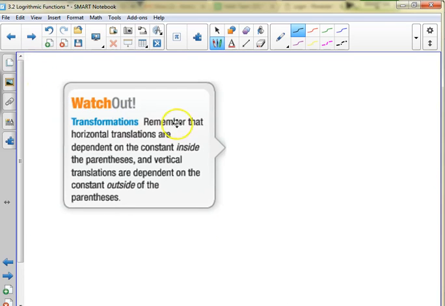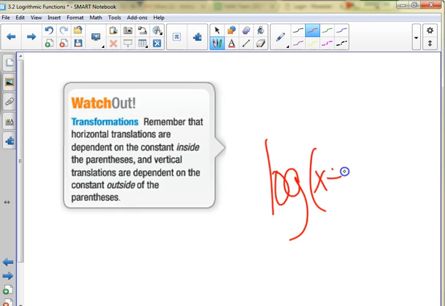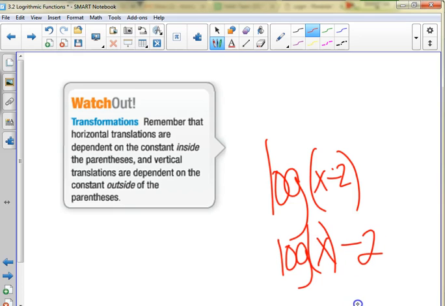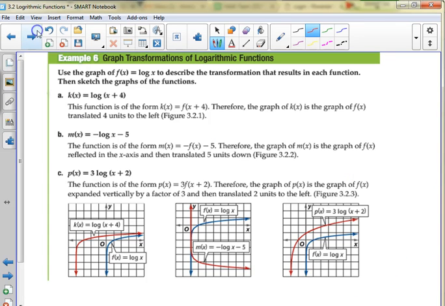All right. Transformations, it just says, remember that horizontal translations are dependent on the constant inside the parentheses. Vertical translations are outside the parentheses. So if you're doing a log thing and it says to slide it 2 to the right, you have to do it in here and make sure you put the parentheses, okay? If it said to go down 2, you can't write this, guys. You need to do this, okay, to tell me that it's not in the parentheses.